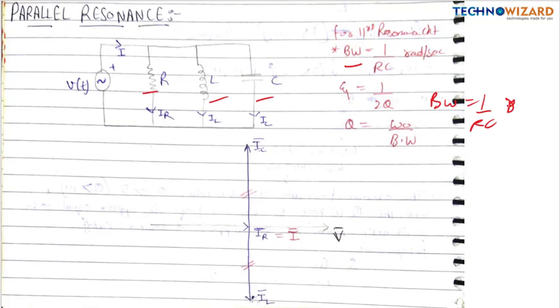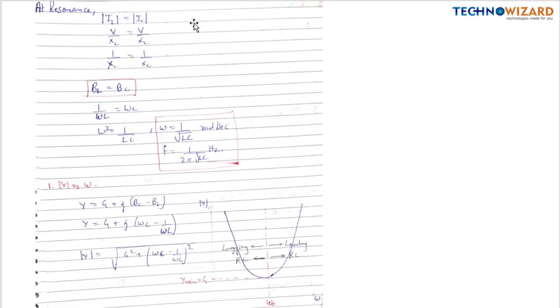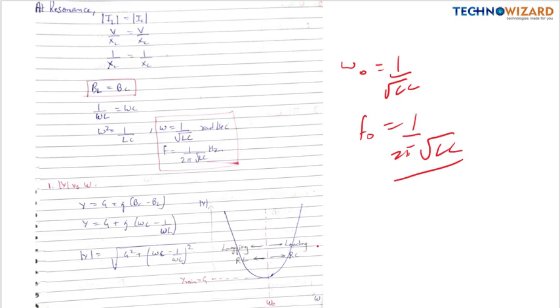But for series resonance it was R upon L radian per second. Here zeta is 1 upon 2Q, and quality factor is omega naught upon bandwidth. The resonant frequencies will be the same here. Omega naught is equal to 1 upon root LC, or f naught is equal to 1 upon 2 pi root LC. These are some graphs, you can check this.